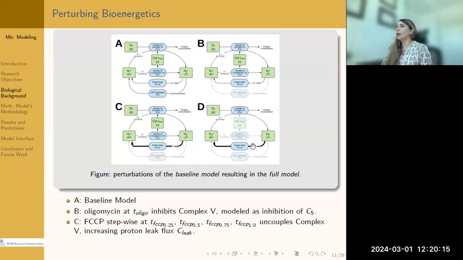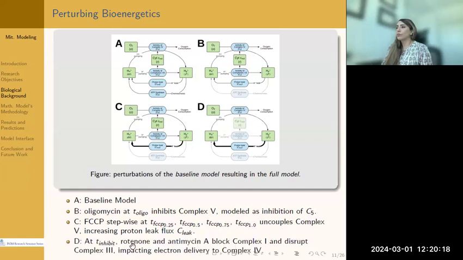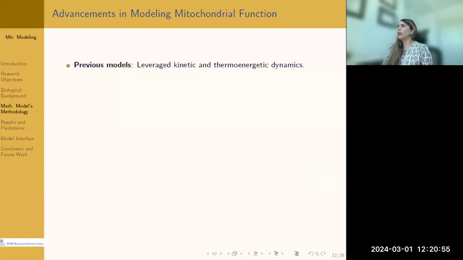simultaneously at time of inhibition, to inhibit complex 1 and disrupt complex 3, affecting electron delivery to complex 5. This perturbation represents a blockage in electron transport within the electron transport chain. So these perturbations allow us to analyze the response of the system under various conditions, providing valuable insights into mitochondrial bioenergetics and function.